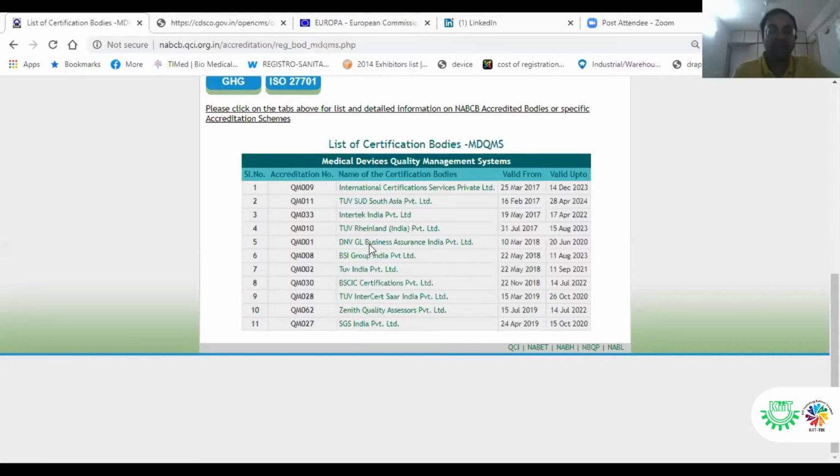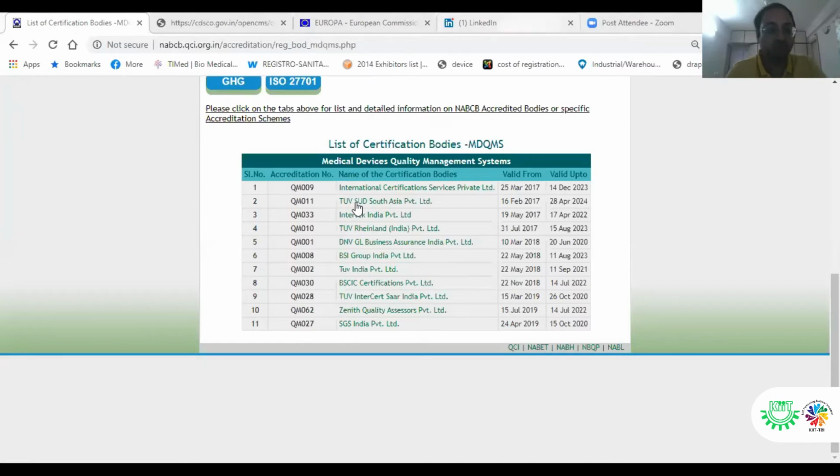Now further, if I go and select TUV Sud, here you can see the scope of accreditation. It means that TUV Sud is accredited for non-active medical devices, for active non-implantable medical devices, for active implantable medical devices, for in vitro diagnostic medical devices, and also for sterilization. So here you can see the scope.